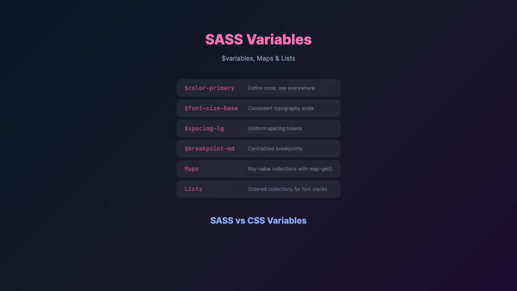Now, CSS has custom properties too, the double-dash syntax. The key difference: SASS variables are compiled away. They don't exist in the output CSS. CSS custom properties are live in the browser. They can be changed with JavaScript. Use SASS variables for build-time values like breakpoints. Use CSS custom properties for runtime values like theme switching.